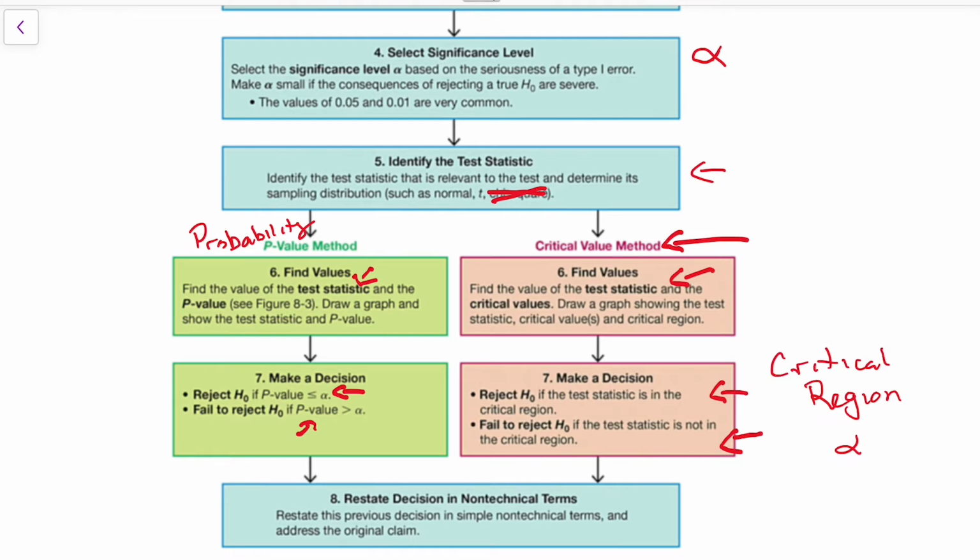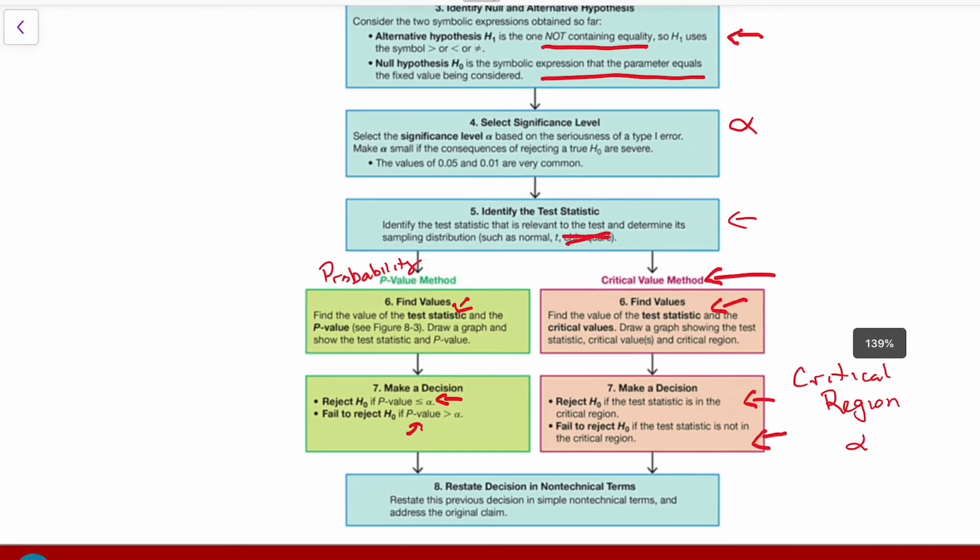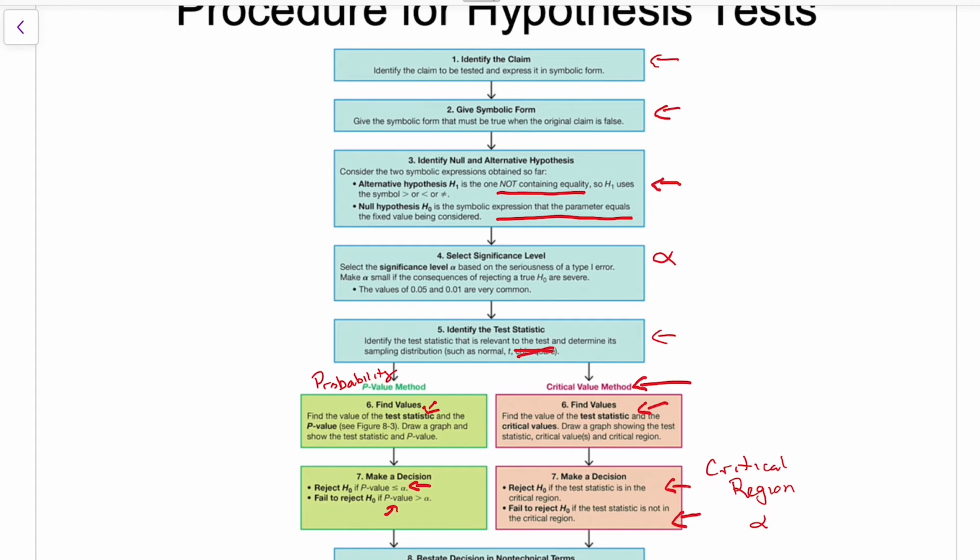Lastly, we want to restate the decision in non-technical, non-symbolic terms. We'll state whether we reject the null hypothesis or we fail to reject the null hypothesis. We'll see moving forward exactly what that means. But this, overall, is a snapshot of the process. So let's get down to the nitty-gritty.